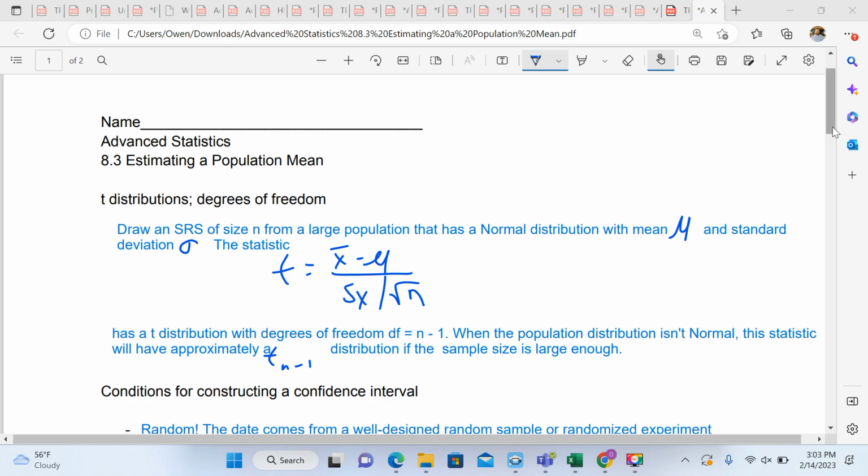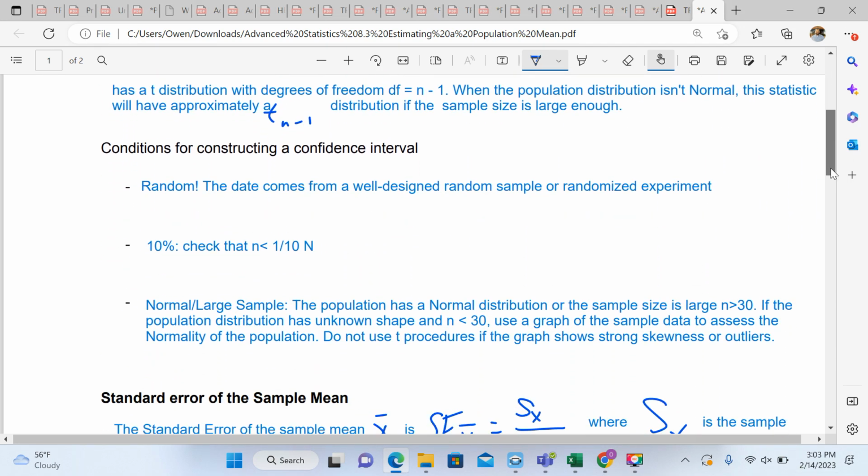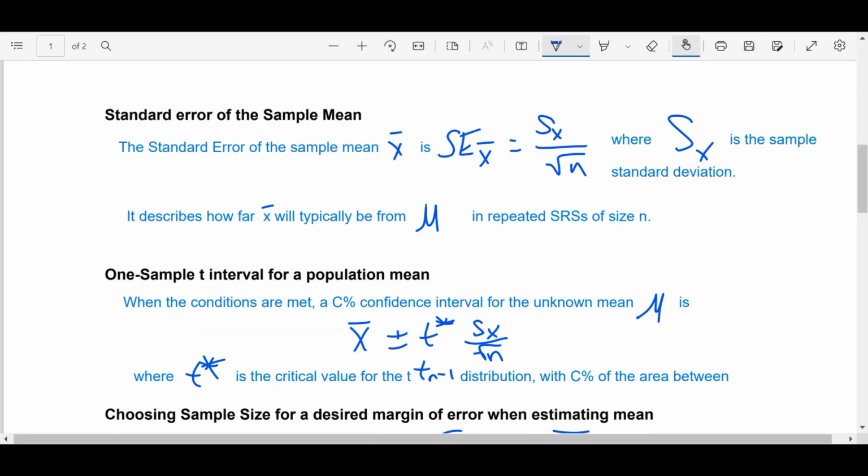We have some rules for constructing a confidence interval for this, and they're the same rules. The first two rules are the same. The third one, though, is that the sample size needs to be large, greater than 30. The standard error of the sample mean is simply the sample standard deviation divided by the square root of n. That's all I have to do to calculate that.